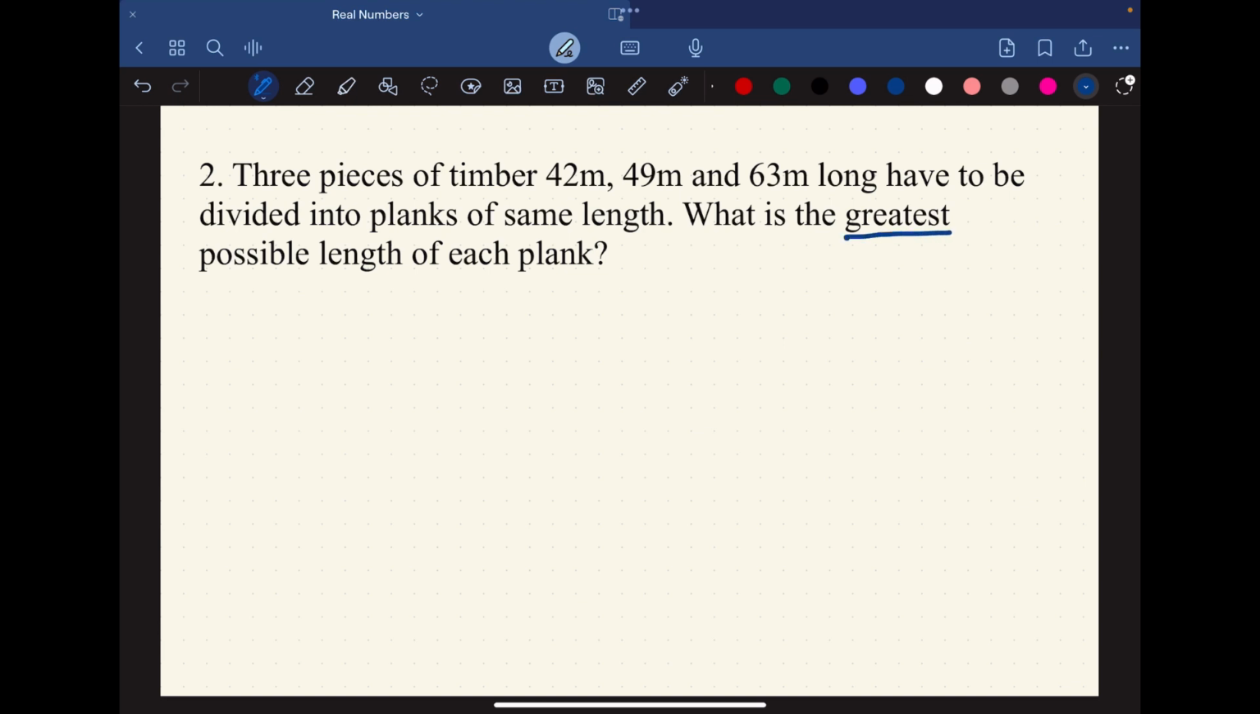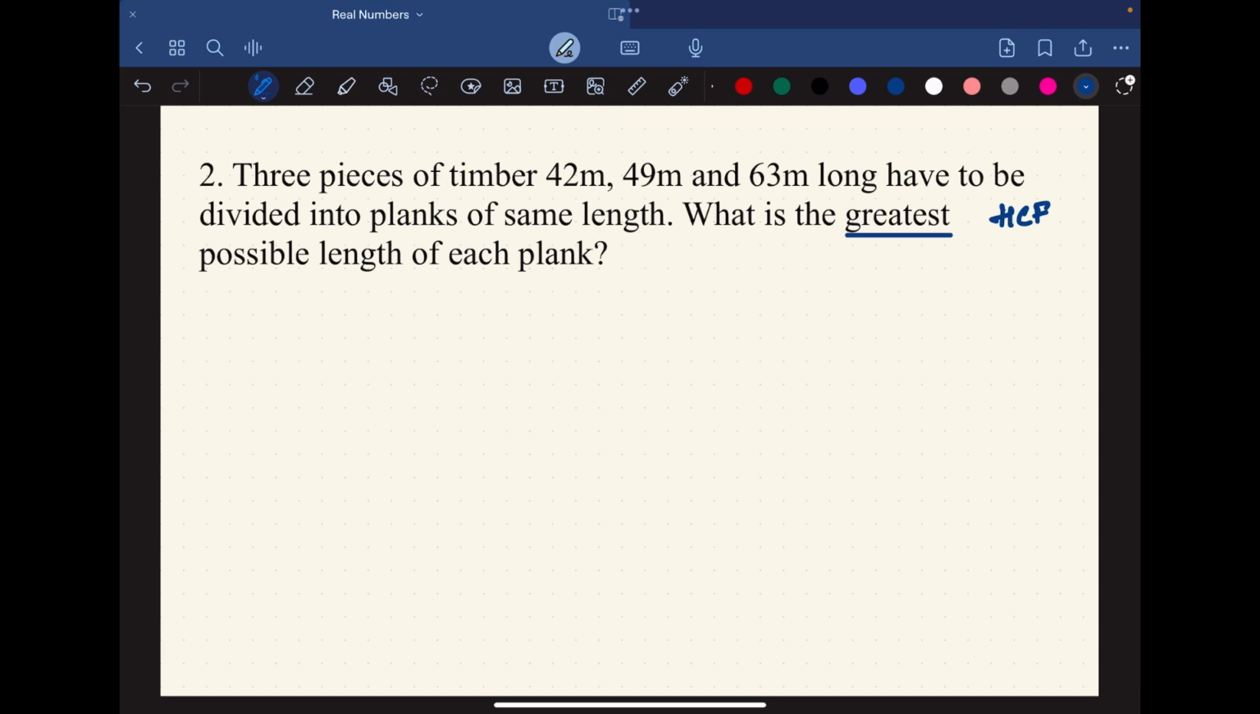So when we are seeing greatest, maximum and all, we will go with HCF. Okay, minimum, least and all, we will go with LCM. So this is asking for the greatest possible length, so obviously you understood now we have to go with HCF, right?